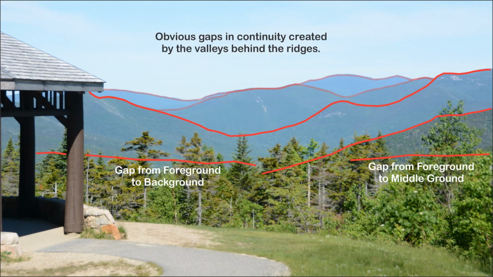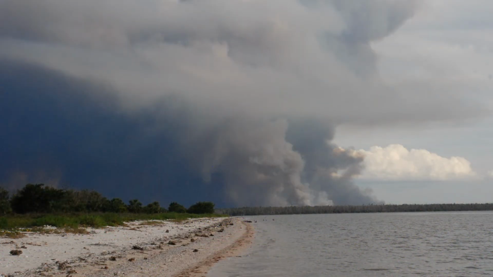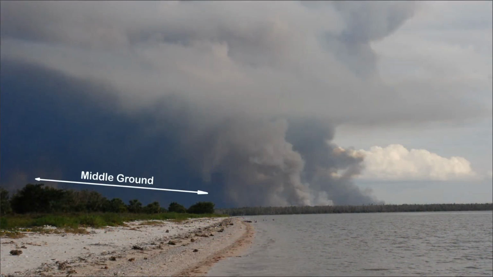The backside of a mountain or hill creates obvious gaps in the continuity. Consider this scene in the Everglades. Notice the continuity among the trees on the left. As expected, the trees become smaller with distance, and the individual branches merge until only the individual trees are identifiable. The background is relatively uniform also.